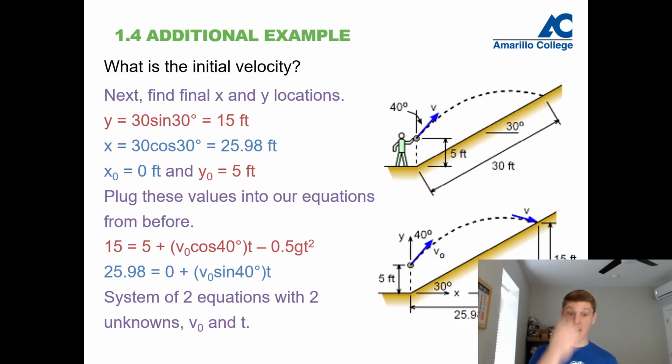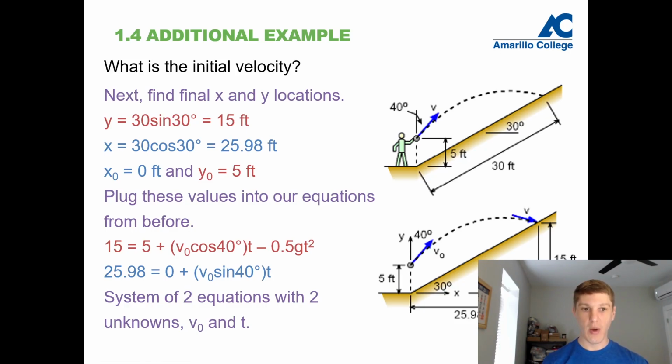So next we need to find the x and y locations, the final locations where the ball lands. We said that the ball lands 30 feet up the slope, so we need to make sure that we are clear with where we define our coordinate system, or where we define our datum. We are going to define our datum here at the base of the slope, so right here at the base of the slope, x is equal to 0 and y is equal to 0.